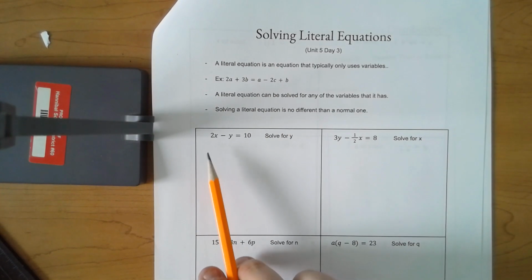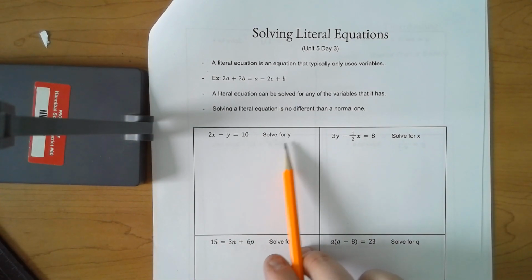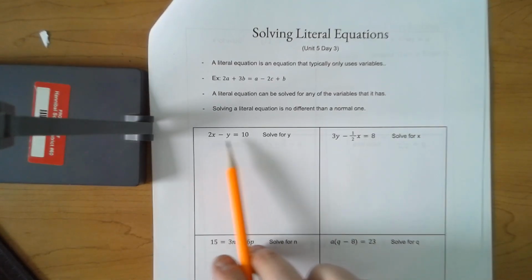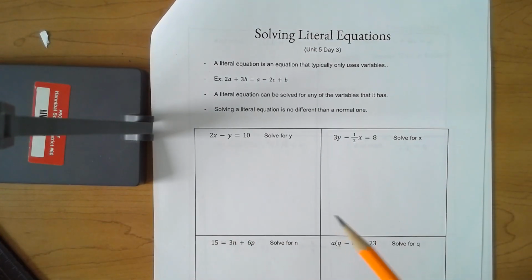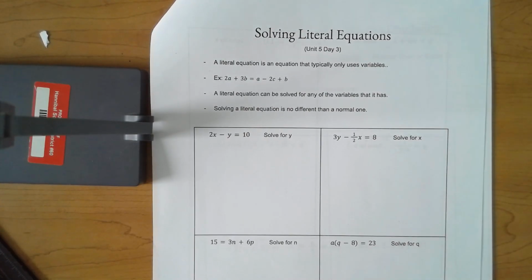For example, I have our first literal equation. It says solve for y. That means rearrange this so that y is by itself. Now, on all of these problems, you're never going to get a solution that's a whole number. You're not going to get y equals 4, y equals 10. You're going to get y equals some sort of expression.